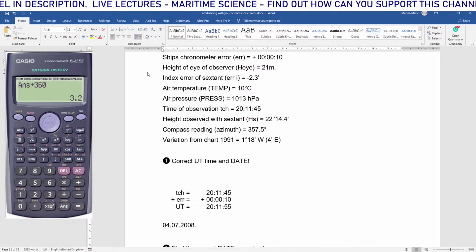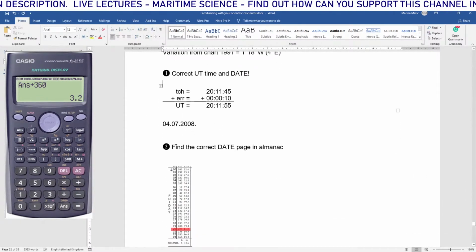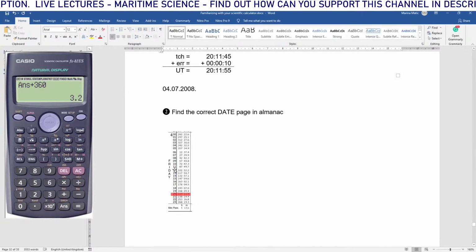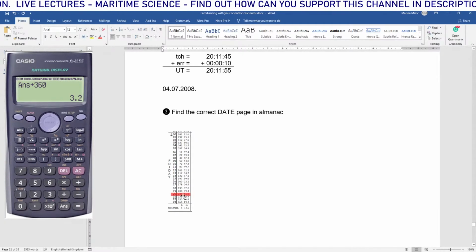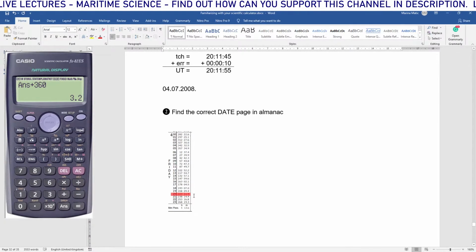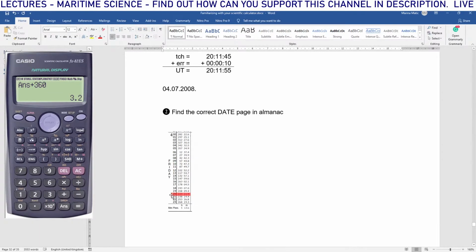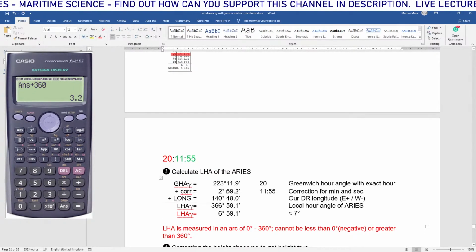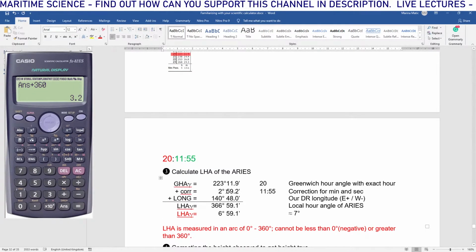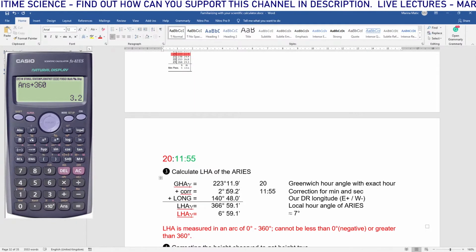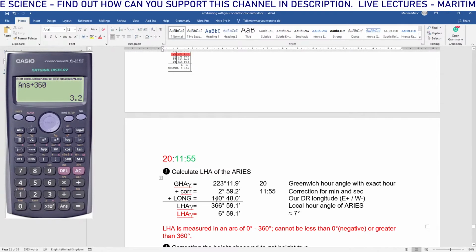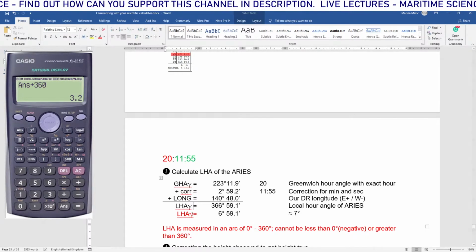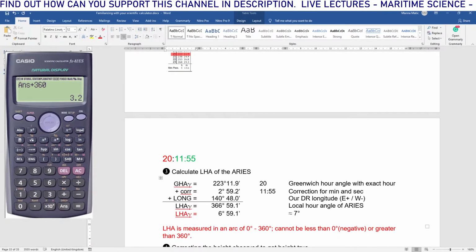So once we find the correct UT time and date, we find the correct date page in the almanac and we look under the Aries column, and we just read the Greenwich hour angle at that time. So 4th of July, 20 hours, 223:11.9. Then we go to the special increment and correction tables to get the correction for 11 minutes and 55 seconds under the Aries column. And once we add our longitude to that number, we actually get how far the spring point of Aries is away from us, our position, our meridian.